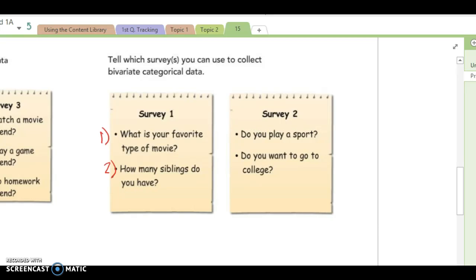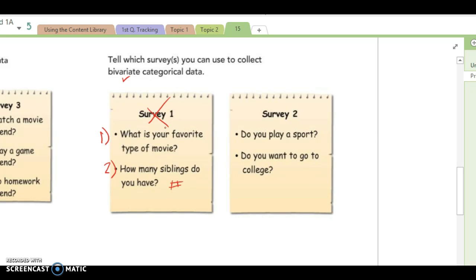So bivariate is correct because it has two different ones. What is your favorite type of movie? So now you're going to say, okay, it's romantic, it's comedy, it's horror, whatever that is. So this is definitely categorical. How many siblings do you have? This is going to be a number. So that's going to make it a measurement. Because this one is a measurement here, then it is not going to be bivariate categorical.